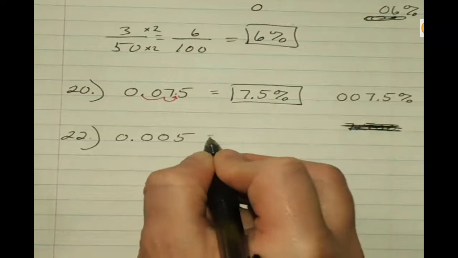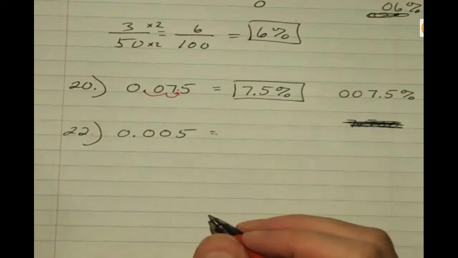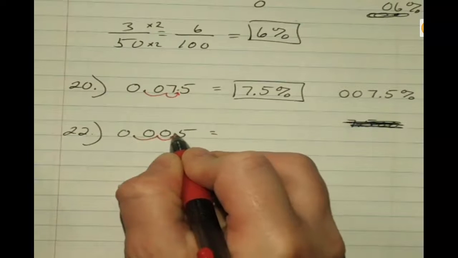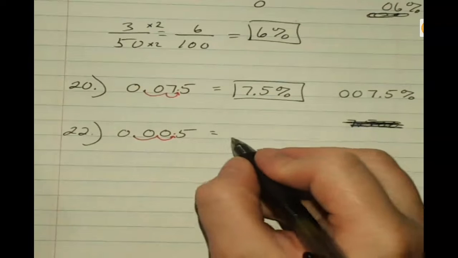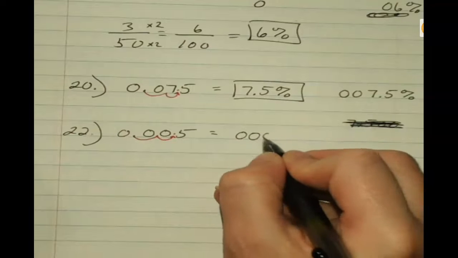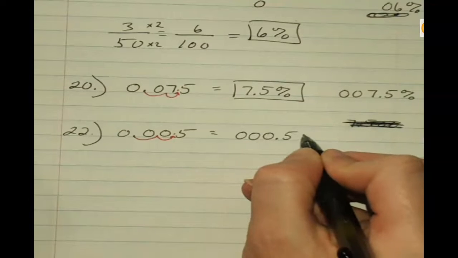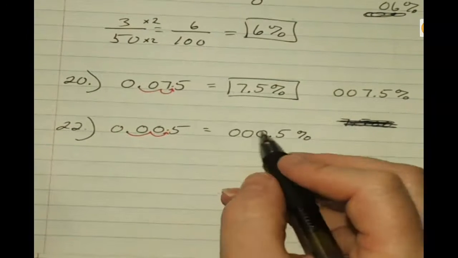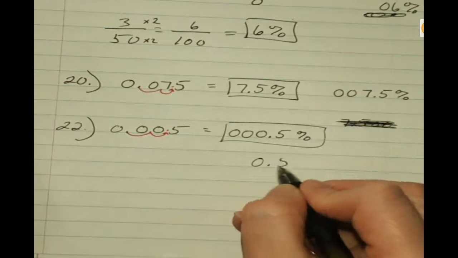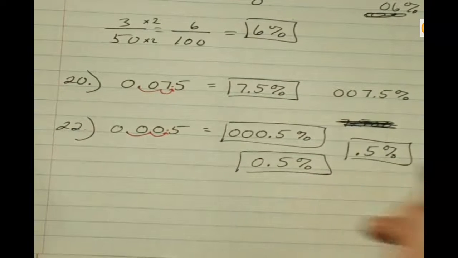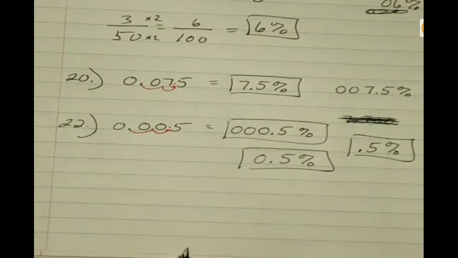All right, Kelly, 22. 0.005. Change that to a percent. Move the decimal 2 times to the right. 1, 2. So what is my answer? 0.5, and then the percent sign. Sorry, the percentage sign. All right, if you want to add all those zeros, you can. Or you can do it like this. I just like being safe. Or you could put 0.50. All those count as the same thing.